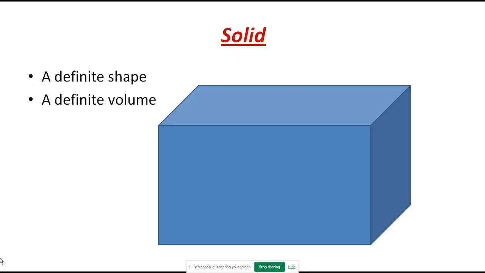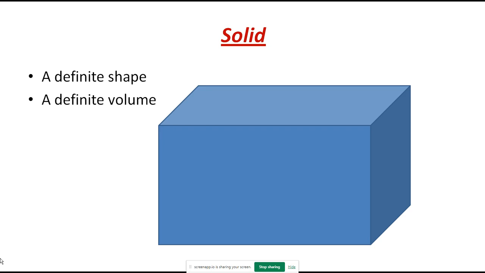Solid. What is a solid? A solid has a definite shape. This means that it does not change its shape if you change the container. For example, your eraser maintains the same shape whether you keep it in your pencil box or on your desk.